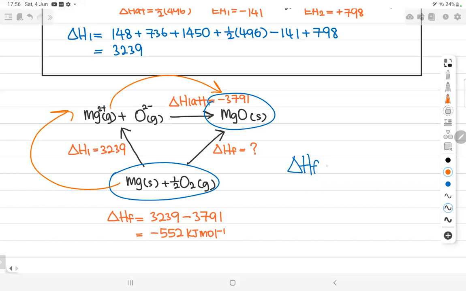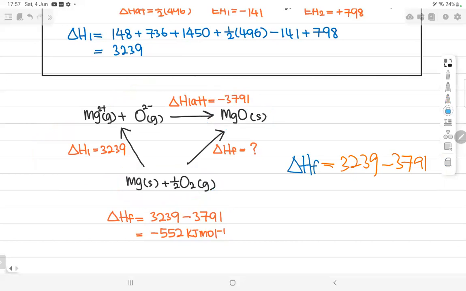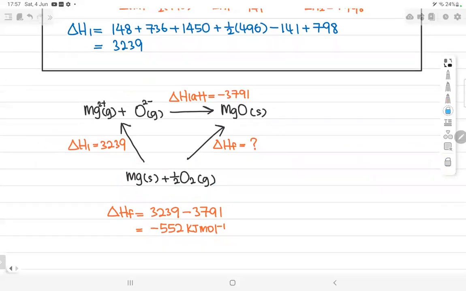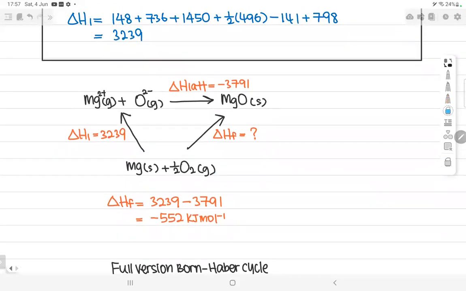So what should I do? If I go in this direction, I follow the same arrow here, so I don't need to change the sign. I copy back 3,239. Then if I go from here to here, same thing. I also go in the same direction as this arrow, so I don't need to change the sign. I copy back -3,791. So key into my calculator, my final answer is -552.